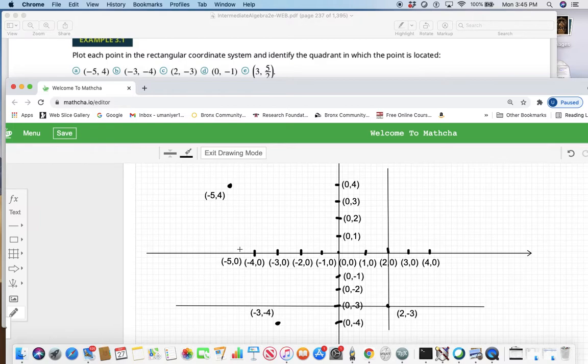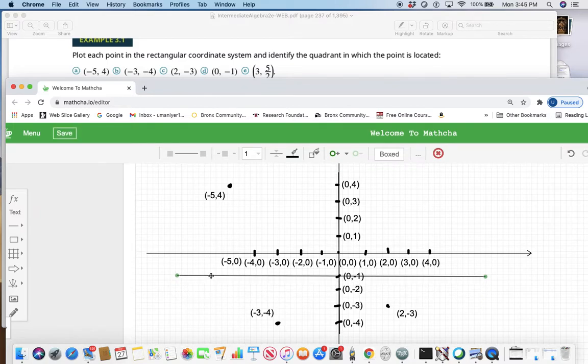All right. Next, 0, negative 1. X coordinate is 0, and y coordinate is negative 1. Aha, 0, negative 1. We knew that already.